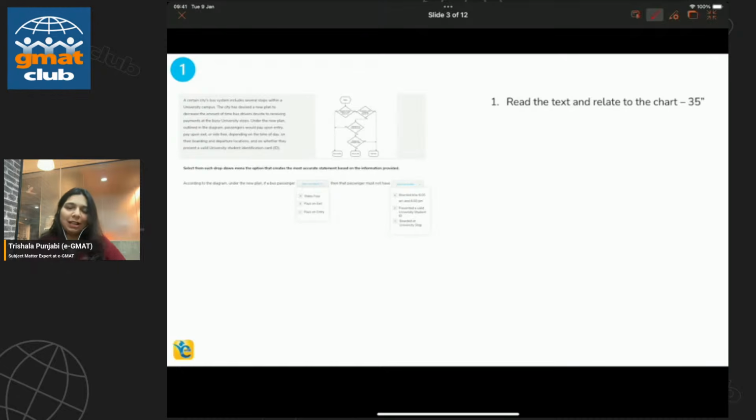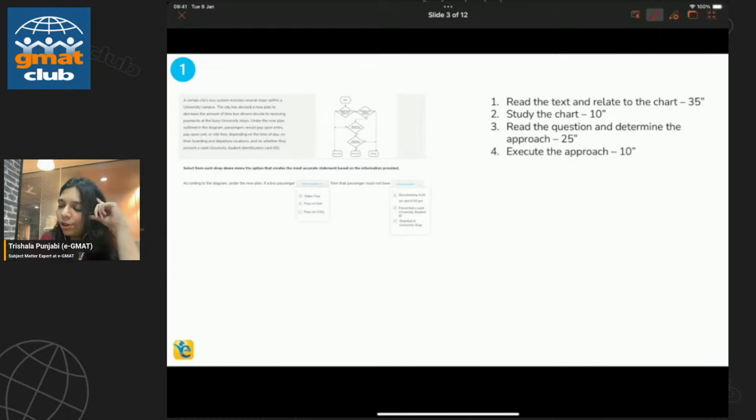I spent a lot of time explaining it, but if we look at it, reading the text and relating it to the chart is like 35 seconds. The chart is 10 seconds. Reading the question and determining the approach is 25 seconds. After that, execution is only 10 seconds, right?